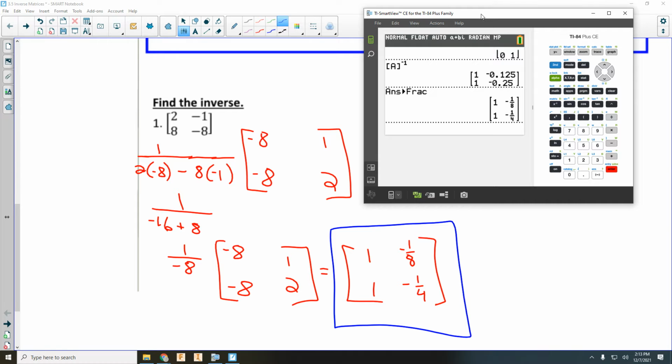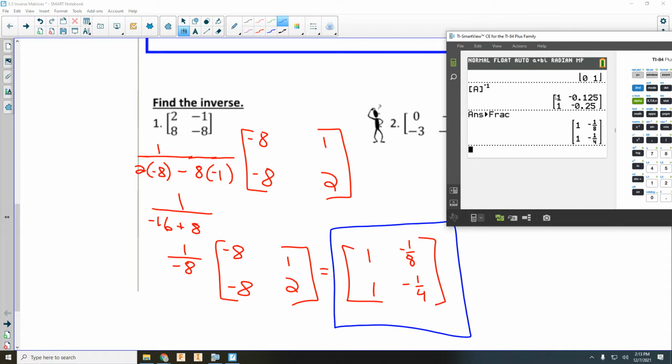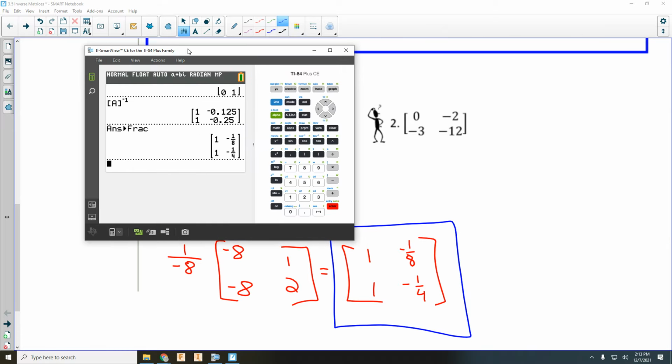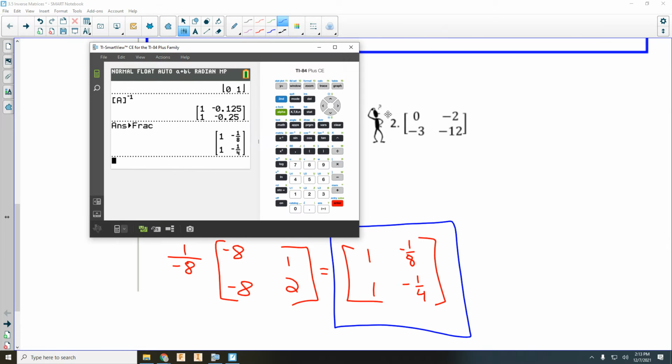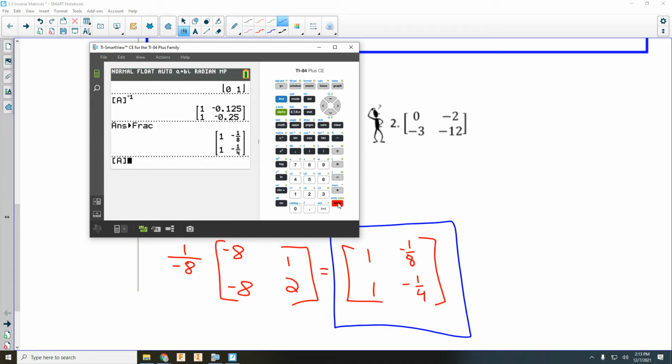Okay, so just for the practice, but understand where we're going to use this is to solve an equation. That's on the back side of the notes. No, all we did is find an inverse. So for the practice, let's find the inverse of this other matrix here. So I'm going to go back to my matrix menu. I'm going to edit matrix A.